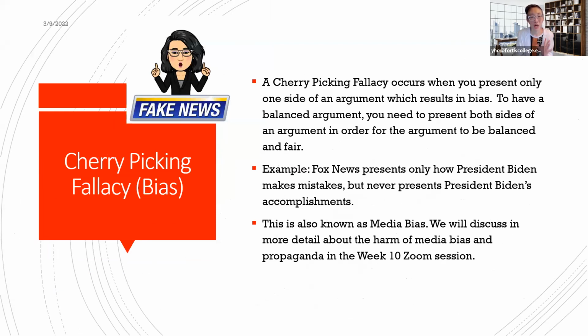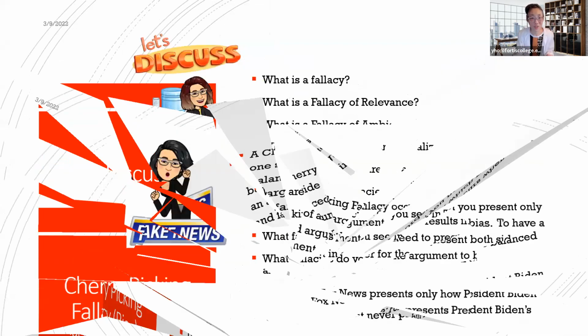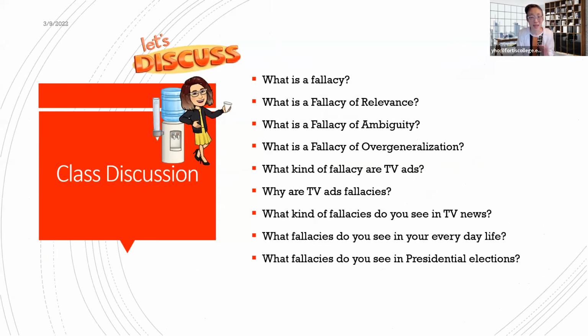And then a cherry-picking fallacy is what occurs on TV when you have one news channel focusing on just talking about how Biden is such a great president, and then another news channel talking about how Biden is not a good president. This is known as media bias, and they do it for ratings. I'm going to go over some interesting ones later, next week.